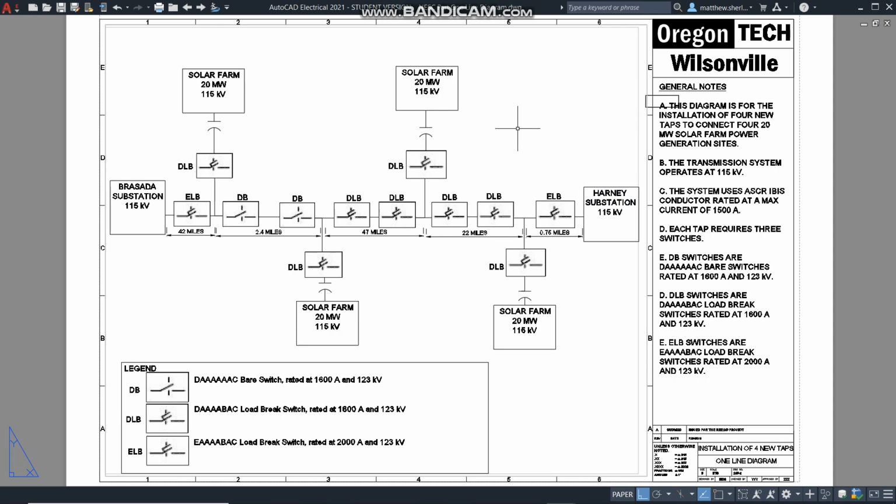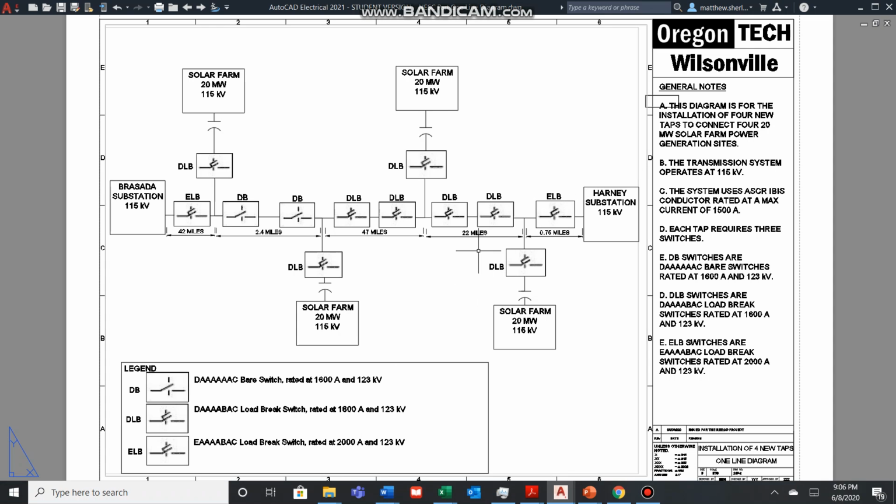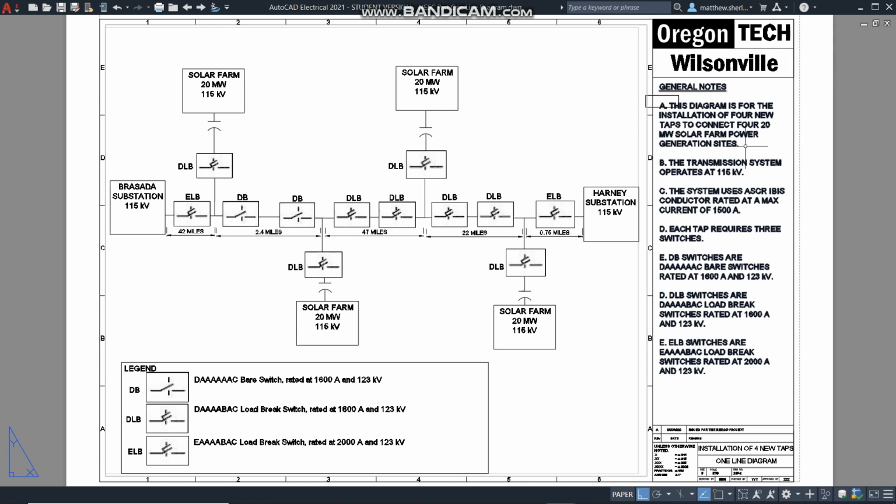That's because I assumed that the current was going to be greatest immediately adjacent to each substation, where the sum of the currents coming from the solar farms add together. I have each of the distances marked. Ratings for the entire system are listed here. The system uses ACSR IBIS wire, which is rated up to 1500 amps, and the system operates at 115 kilovolts.